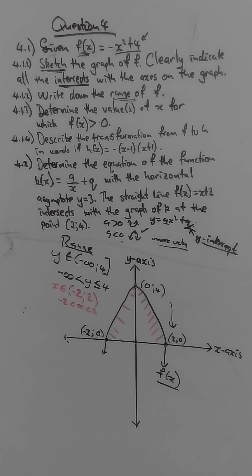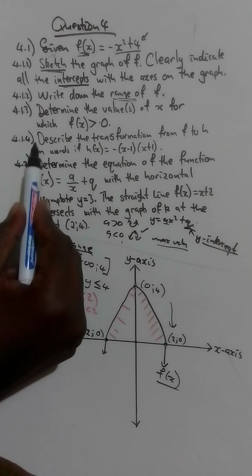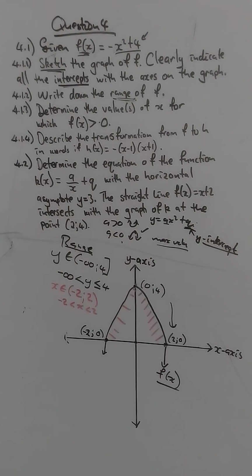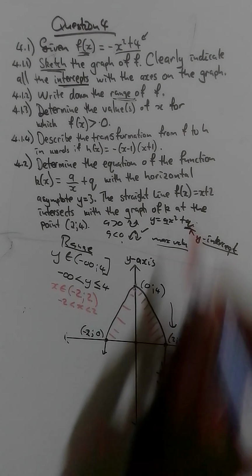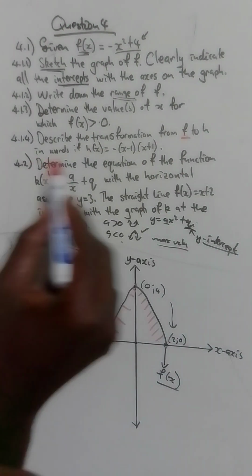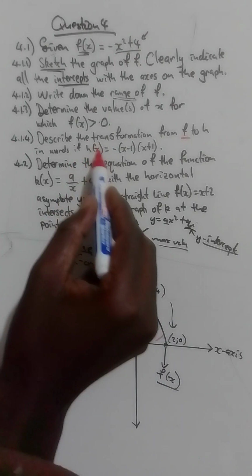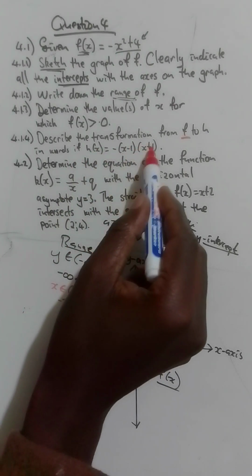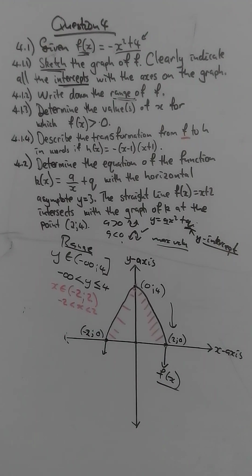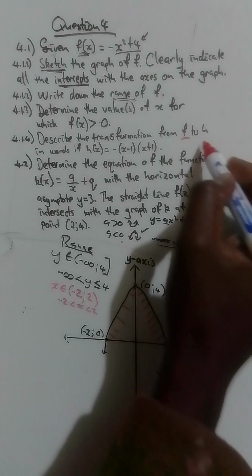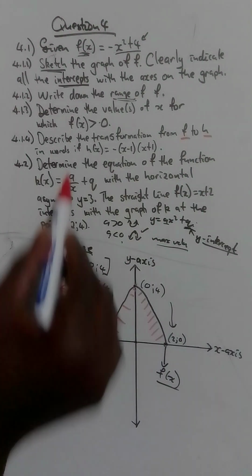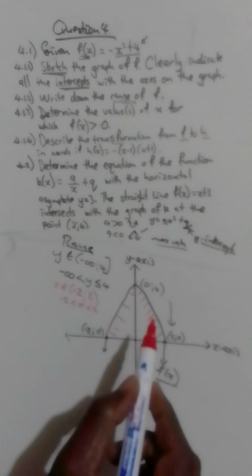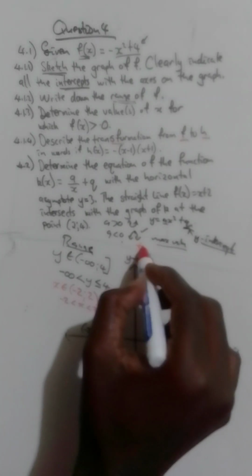Then now we're being told this question, 4.1.4. Describe the transformation from f to h. So from f to h in words, if h of x is equal to negative, open bracket, x minus 1, close bracket, open bracket, x plus 1, close bracket. Now, what are they saying? Let's indicate two key things here. They want us to describe the transformation. The transformation which we're going to be using is translation.